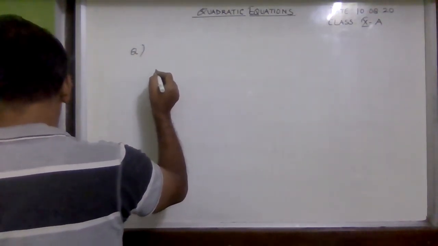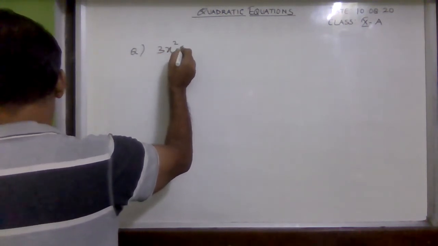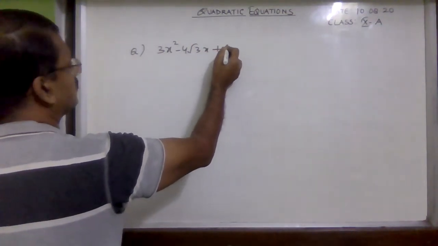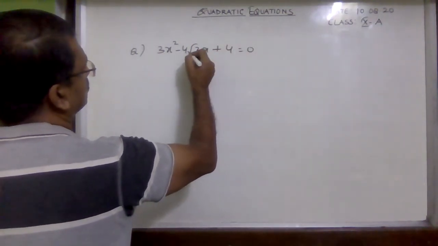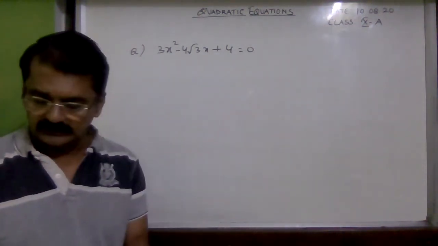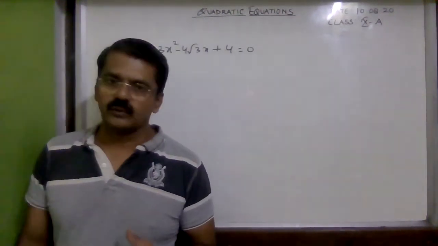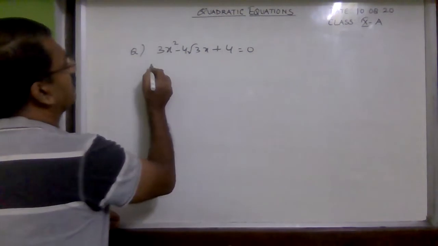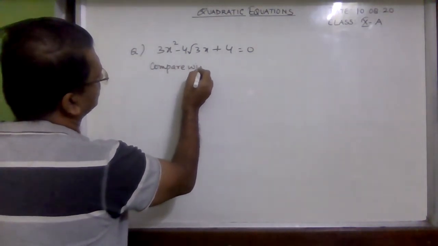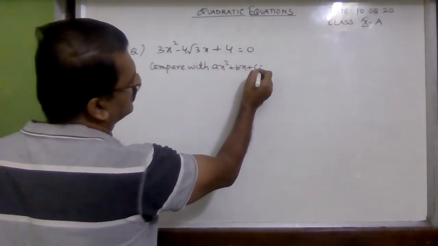3x² − 4√3x + 4 = 0. You have to find the nature of the roots of this equation. Compare with ax² + bx + c = 0.